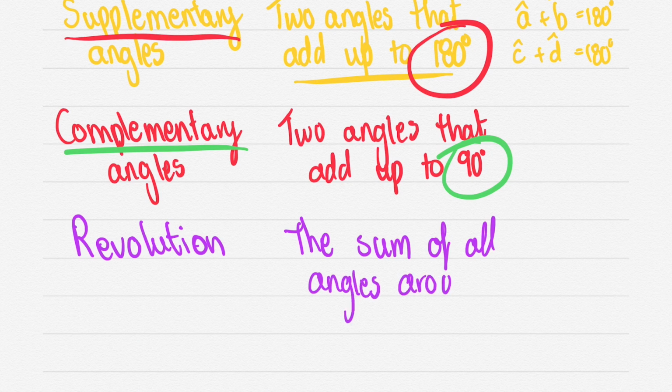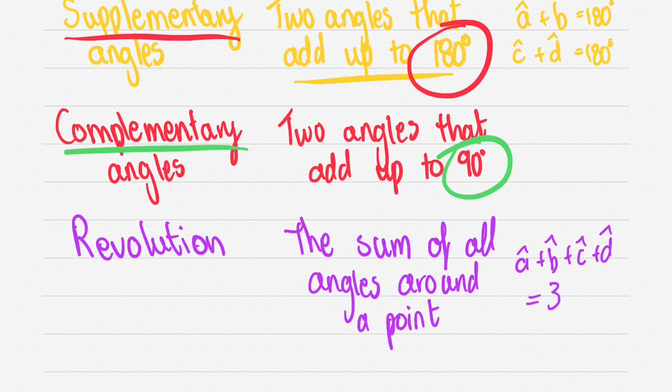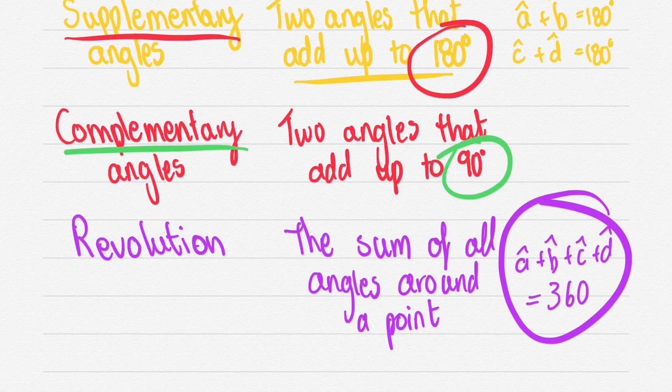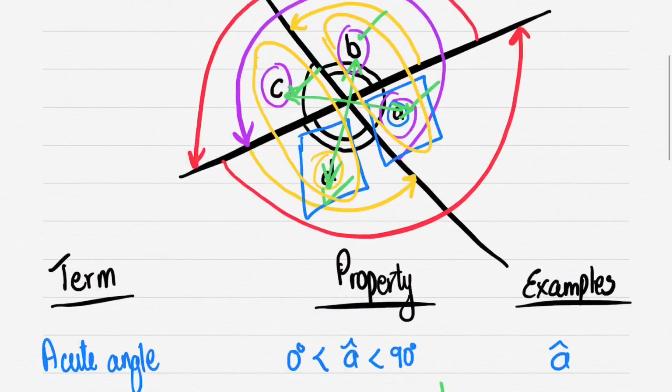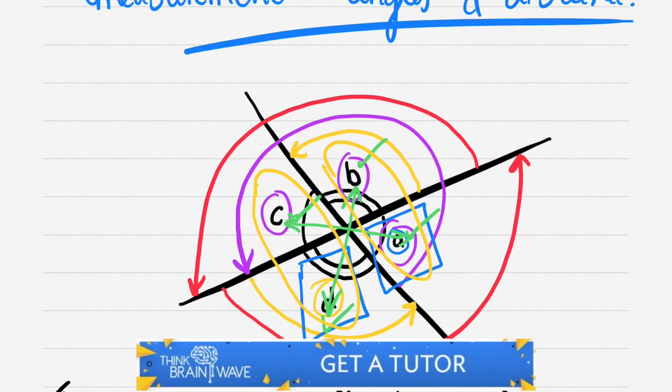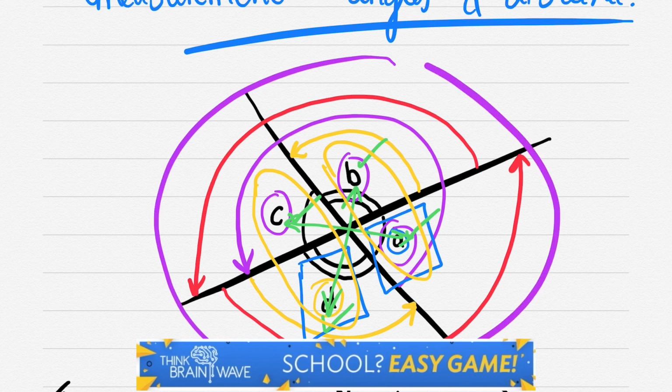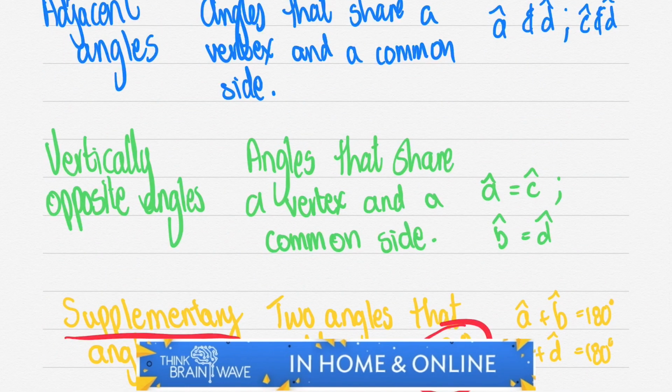Let's look at the revolution. The revolution is the sum of all angles around a point. The revolution equals 360 degrees. There we have it. We have the angle A plus the angle B plus the angle C plus the angle D. They all equal 360 degrees. Here we go. We have the entire set of angles that add up together at 360. All of the angles around a point. Easy game.